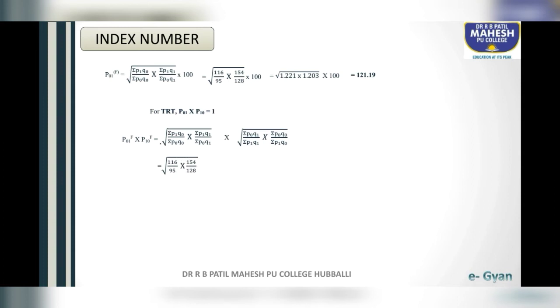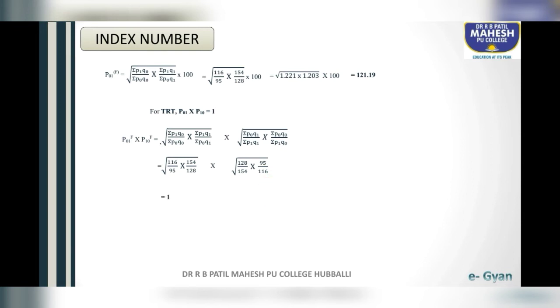Okay. Now you substitute the values. As you know, summation P1 Q0 is 116, summation P0 Q0 is 95, summation P1 Q1 total is 154 and summation P0 Q1 is 128. So now you substitute these values. Summation P0 Q1 total is 128 and summation P1 Q1 total is 154. Summation P0 Q0 is 95. Summation P1 Q0 total is 116.